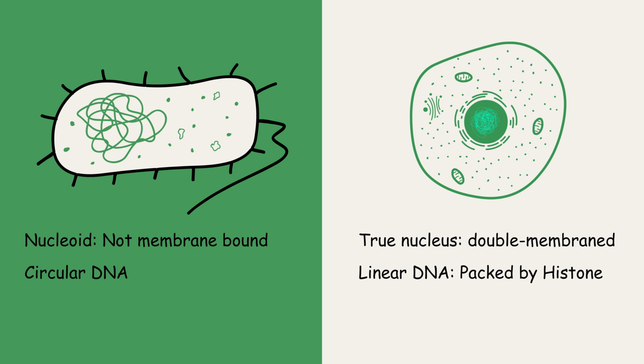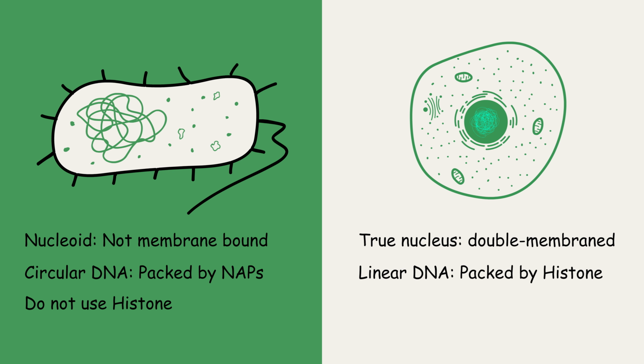Now here's an important point to note. Prokaryotes do not use these histone proteins. Instead, they use histone-like proteins, also known as nucleoid-associated proteins, to help fold and compact their circular DNA. These proteins perform a similar job, but they are not true histones.